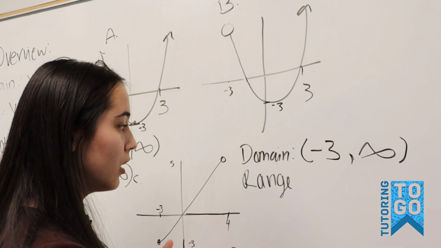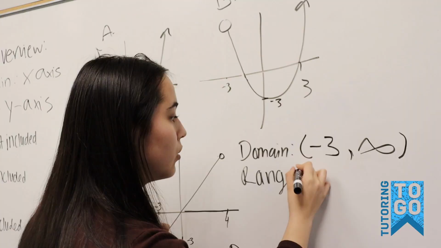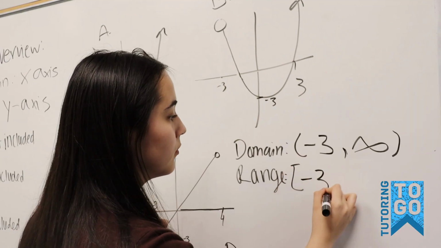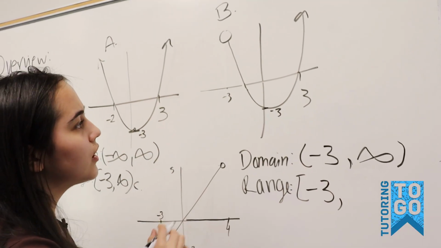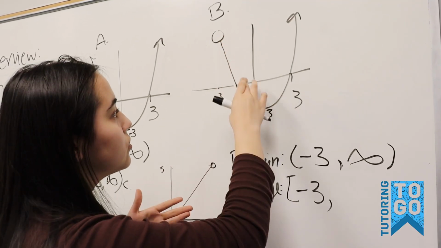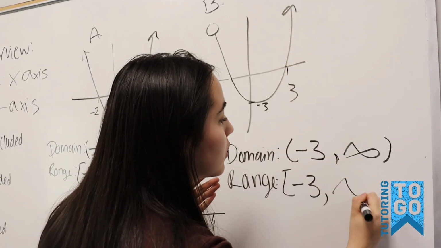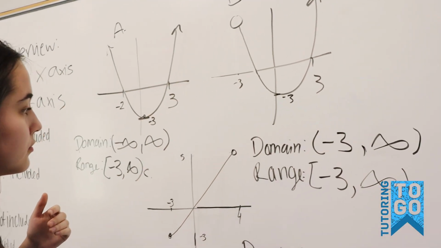Now for the range. Again, it seems that the lowest number is this -3, so it is included. And now the range stops right here, but because it's not included and the highest range is this positive infinity, we're going to rewrite it like this.